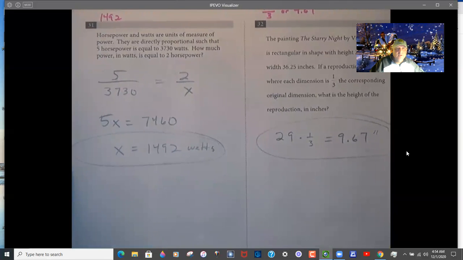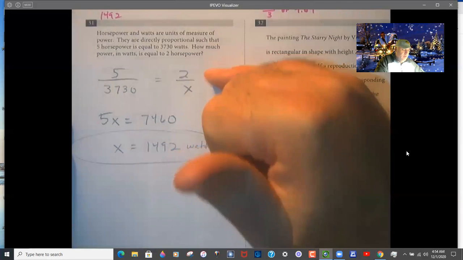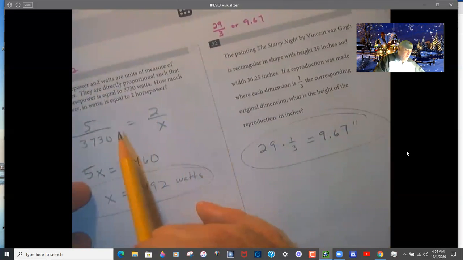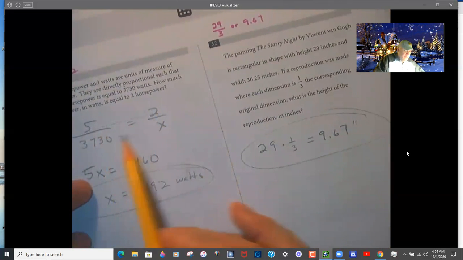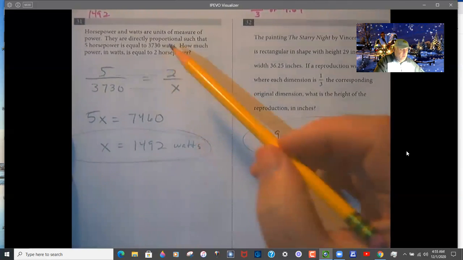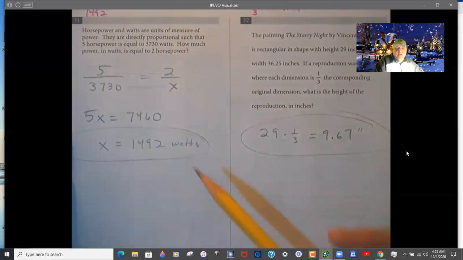$31 is a proportion. So 5 is to 3730 as 2 is to X. So again, go across. We're dealing with horsepowers on the top and watts on the bottom, or you could have it the other way. And do the cross product. So 5X is 7460, and then divide and you'll have it.